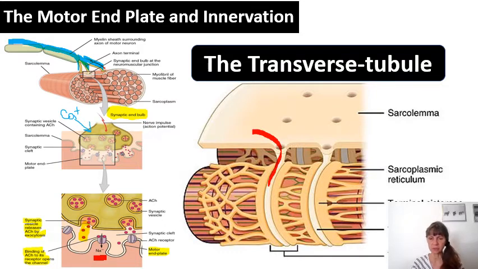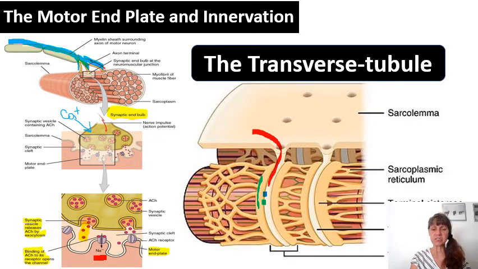Remember that the transverse tubules are simply invaginations of the sarcolemma. The transverse tubules wrap around each myofibril inside the skeletal muscle myofiber. What you can't see on this picture is that there are proteins embedded in the membrane of the transverse tubule that communicate with other proteins embedded in the terminal cisternae of the sarcoplasmic reticulum.